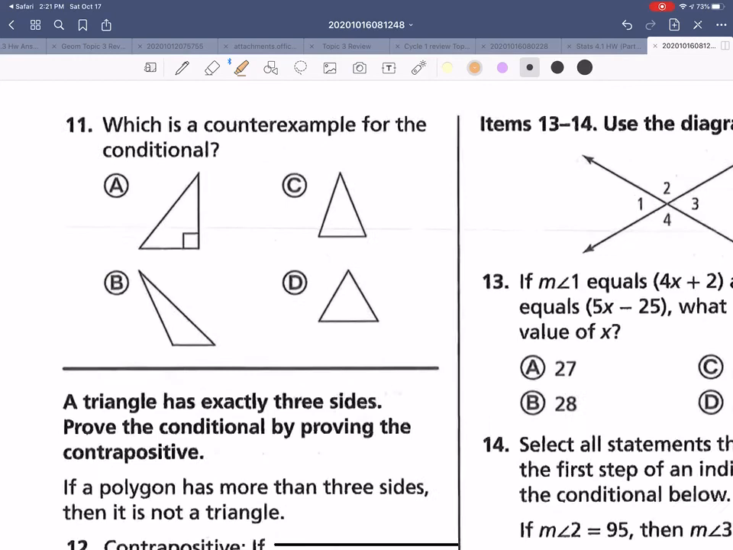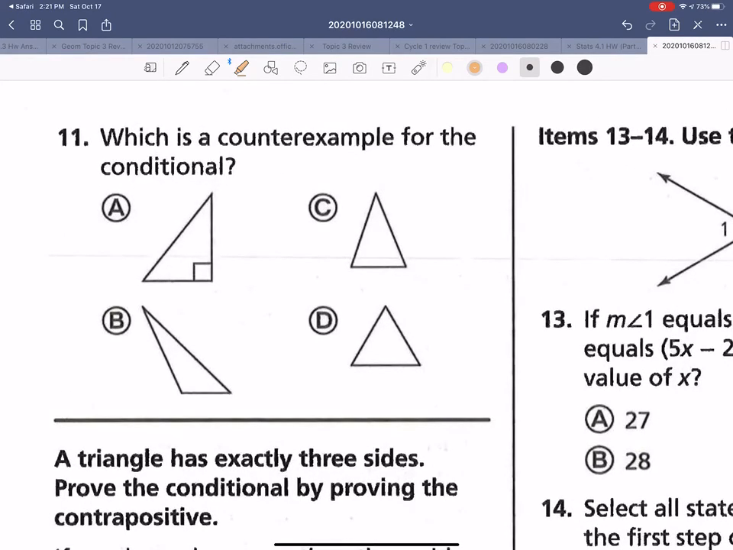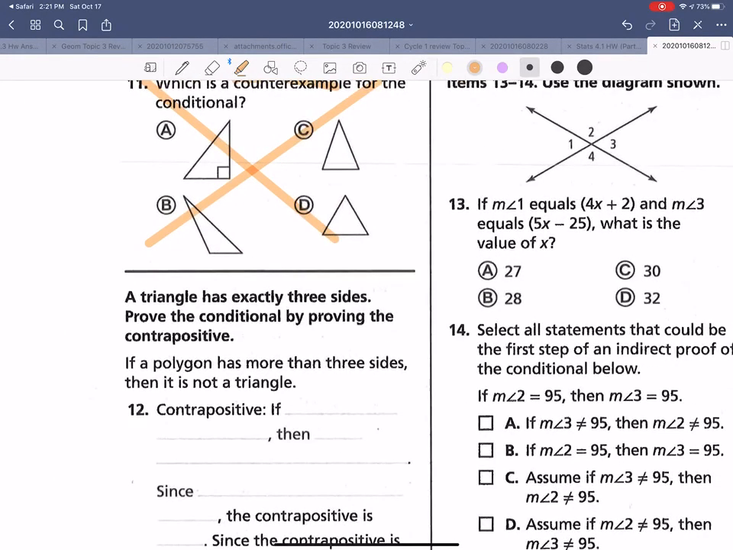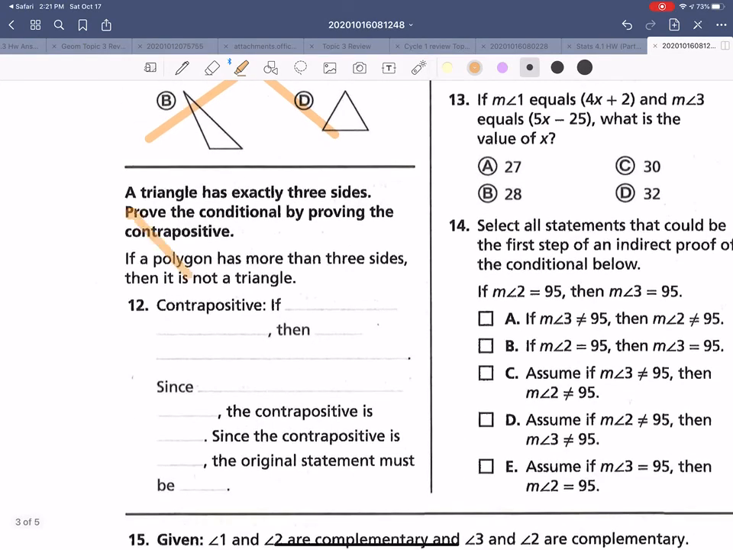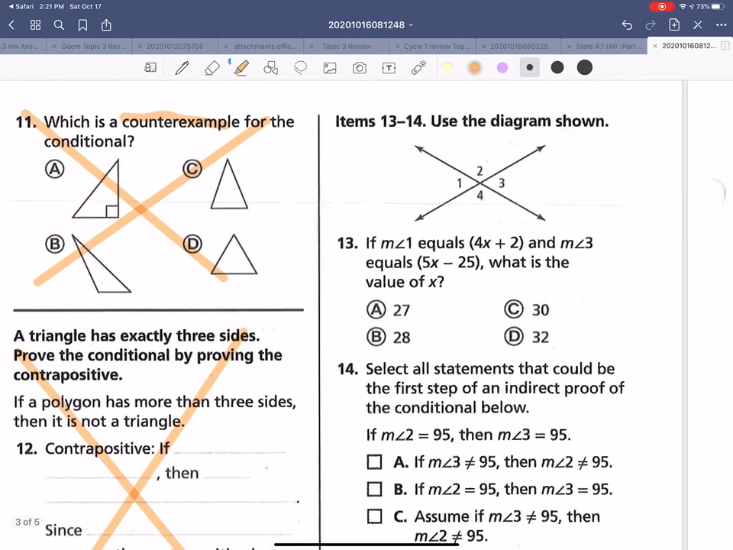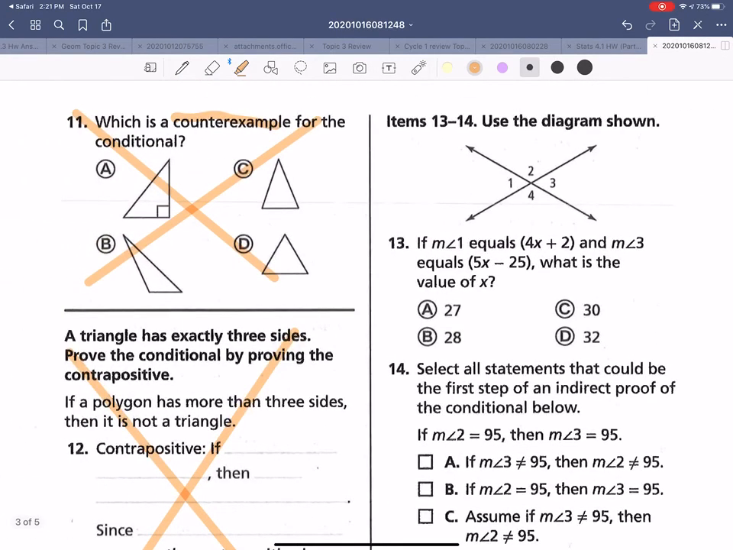All right, what is a counterexample for the conditional? Okay, so again, this one you can skip because we did not do counterexamples. We skipped that, but it's going to come up here. Same here for the contrapositive, so you can actually skip that. That wouldn't be on the test. All right, so now let's look at question number 13.